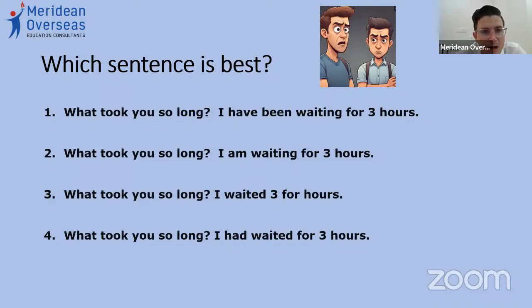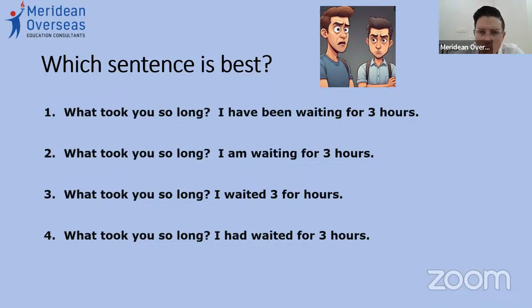Right, and finally, for the last sentence, which one of these is the best? Now, a lot of them can make sense, but I want you to decide which one sounds the best. What's the first one? What took you so long? I've been waiting for 3 hours. Number 2, what took you so long? I am waiting for 3 hours.